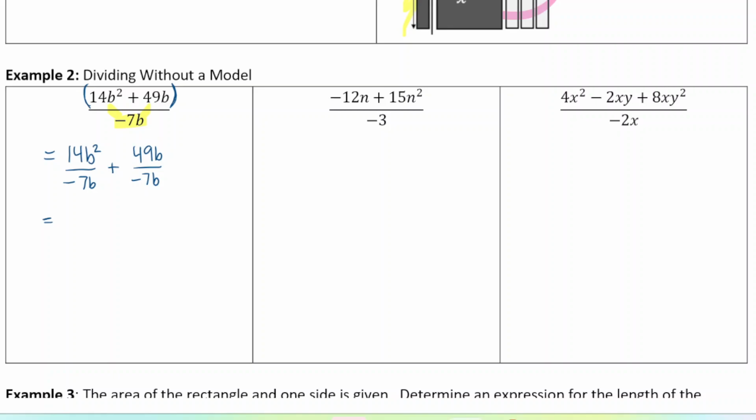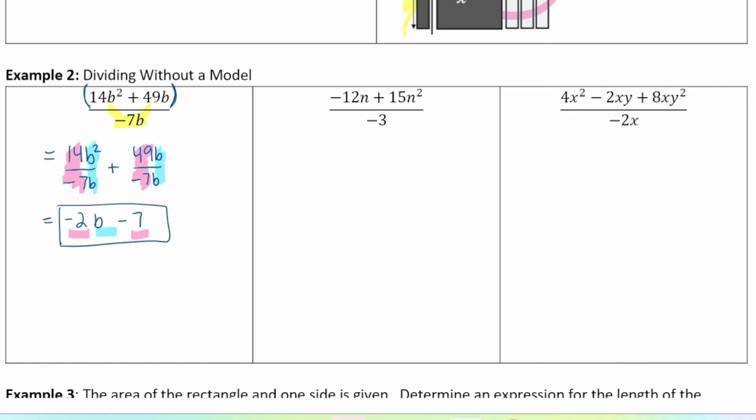14 divided by negative 7 is negative 2. Remember from lesson 3 that when you're multiplying or dividing monomials like this, you need to divide the two numbers and then divide the two variables. So b squared divided by b, we subtract the exponents to get b. Okay, over here we're going to get 49 divided by negative 7, which is negative 7. And then b divided by b, which cancels out. So there's our final answer, negative 2b minus 7.